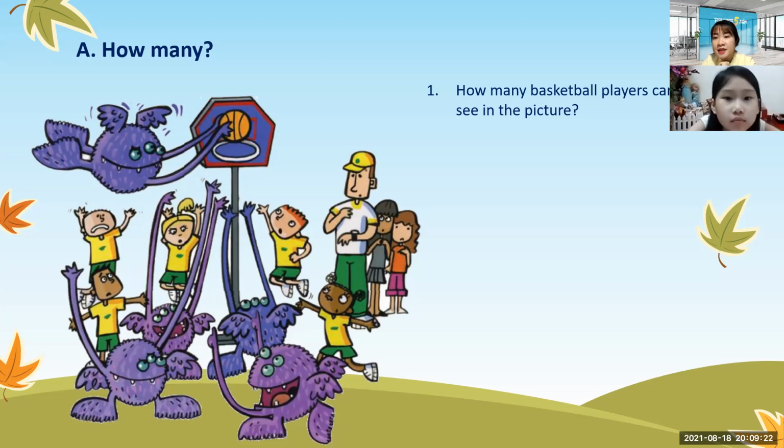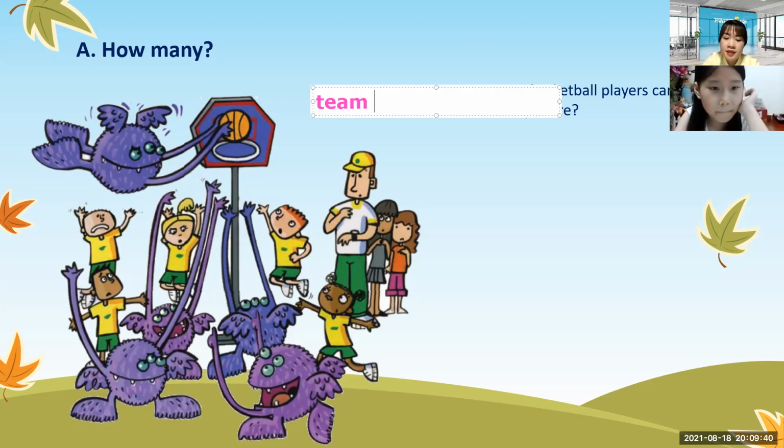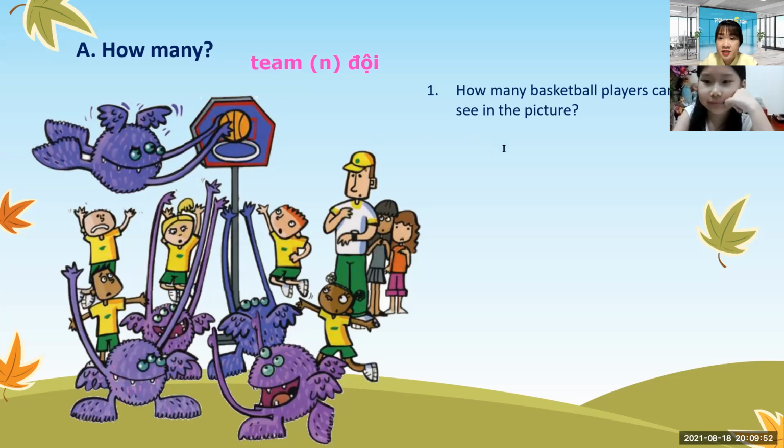Okay, when we play basketball, how many teams do we need? How many teams? When you play basketball, how many teams? Do you know the word team? No. Okay, this one. So how many teams do you need when you play basketball?